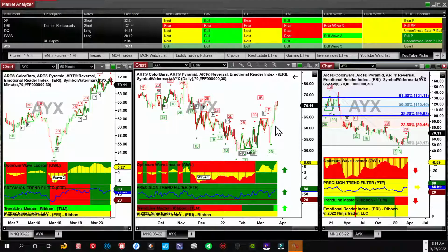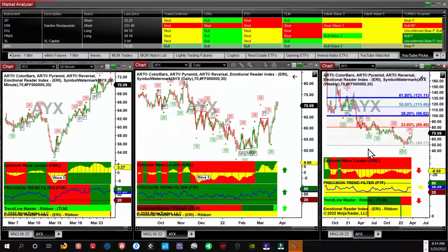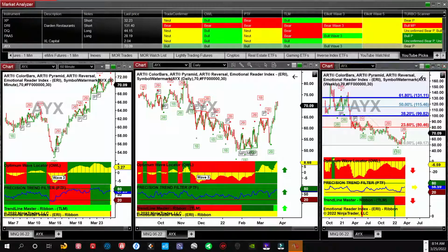And I would stay long on this. We still have a green PTF on the daily chart. Now, we're expecting this to go to around $99.82, which is what the chart on the far right-hand side is telling us. So we've got a ways to go on this, but you have to be very careful not to have your stop too close at this particular point. I would say you could put your stop under here, and you're good to go.